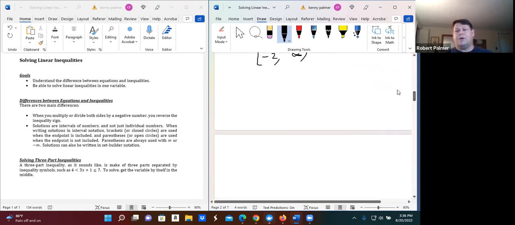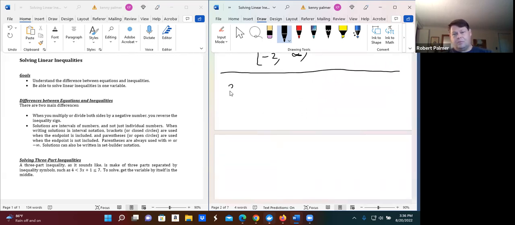Okay, number 3. x minus 2 is greater than or equal to 2 times x minus 5. Okay, this is similar to something you may have seen as an equation. So before we can think about getting x by itself, we need to simplify both sides first.